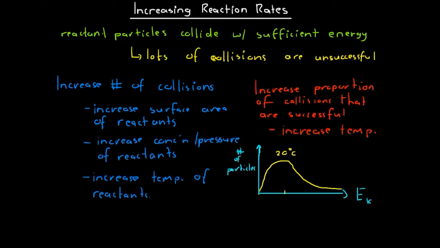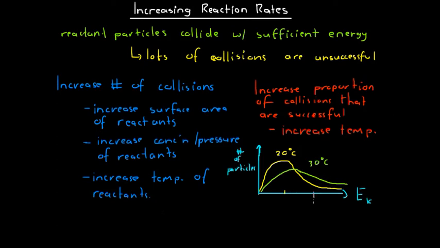Now, if we heat this reactant up to, say, 30 degrees, then our graph changes to look like this. And so our peak is slightly further up. Our peak is at a slightly higher kinetic energy. However, the key point is this means that more of our particles have an energy above the activation energy.